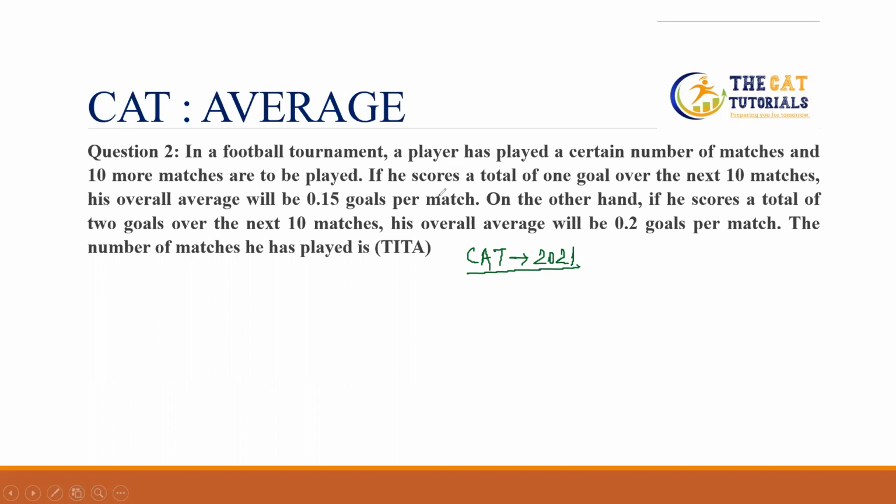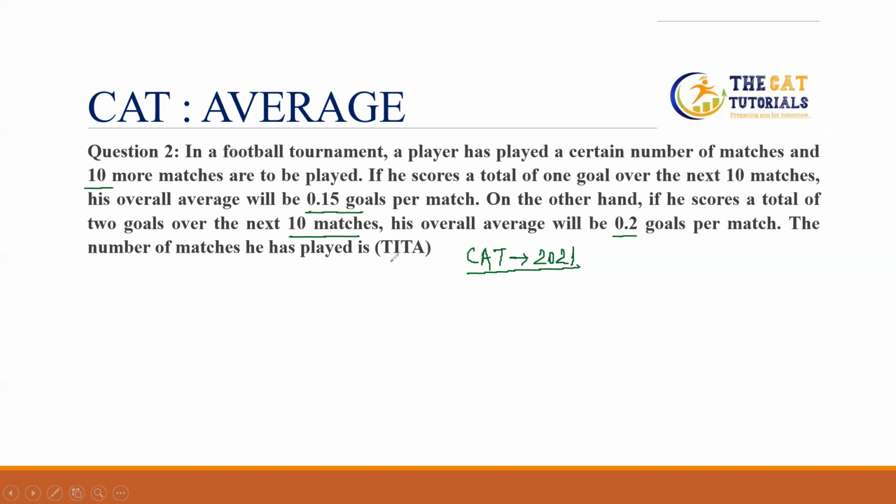In a football tournament, a player has played a certain number of matches and 10 more matches are to be played. So we still have to play 10 more matches. If he scores a total of 1 goal over the next 10 matches, his overall average will be 0.15 goals per match. On the other hand, if he scores a total of 2 goals over the next 10 matches, his overall average will be 0.2 goals per match. The number of matches he has played is? So we have to find the number of matches he has played.